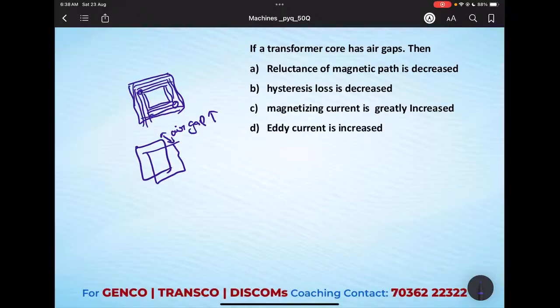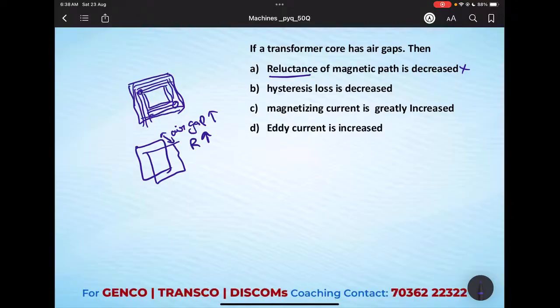The first option is given as: reluctance of the magnetic path is going to be decreased. Reluctance is nothing but magnetic resistance. In electrical networks you might have studied the resistance parameter. Similar to that, in a magnetic circuit resistance is replaced with reluctance. If more air gap is there, reluctance will also be high, but it is given as decrease. So option A is wrong. This is not correct.